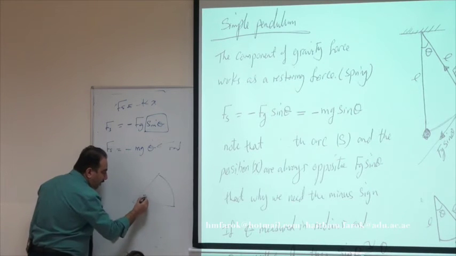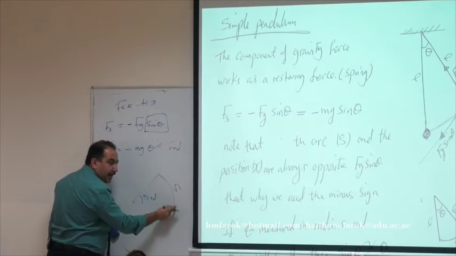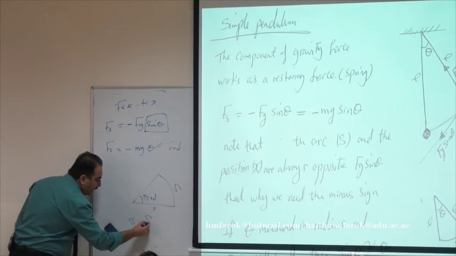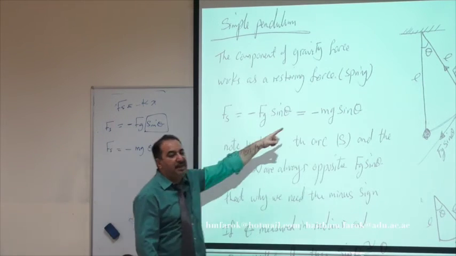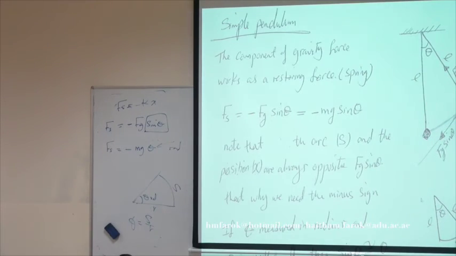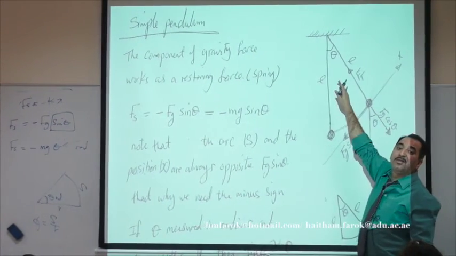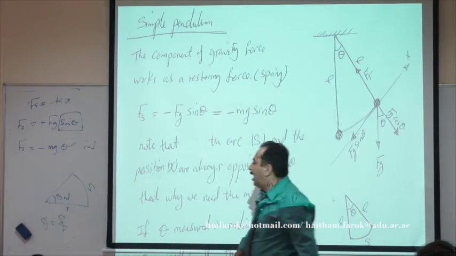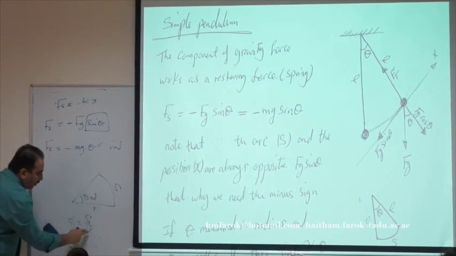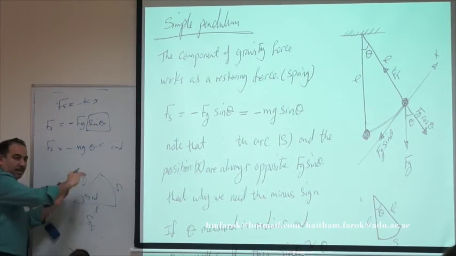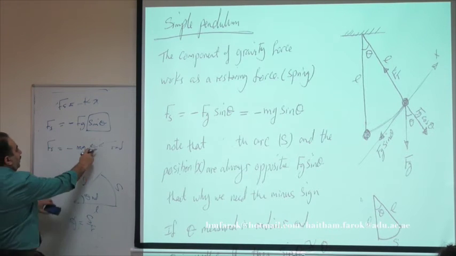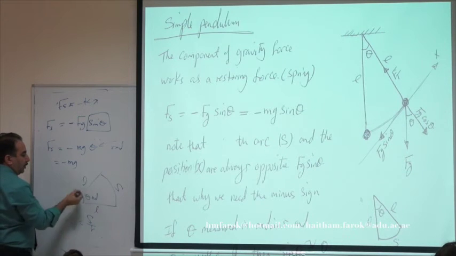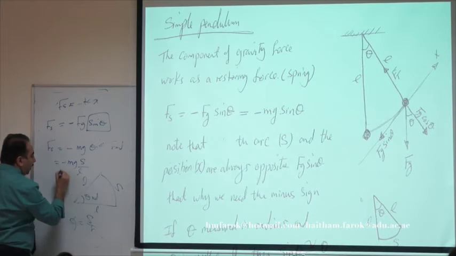A radian angle, theta rad, is defined as the length of the arc, S, divided by the radius. Theta rad is S over R. Now, where is the theta here? It's there, yes? What's the radius here? It's the length of the pendulum, not R, L. And the S is the arc. So I replace the R with L, yeah? Now, what can I write here? Minus mg, what? S over L, Fs.